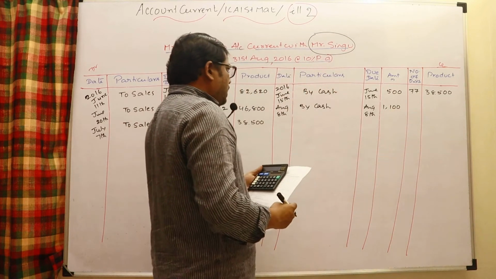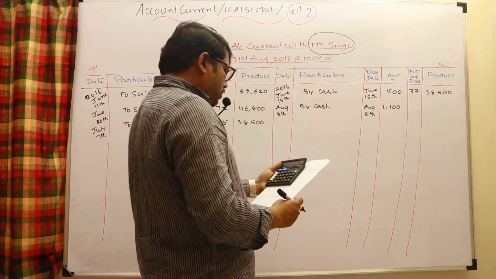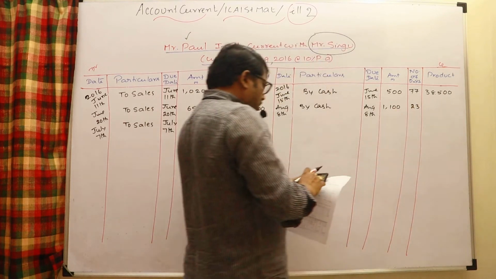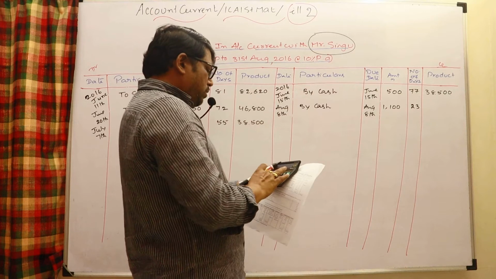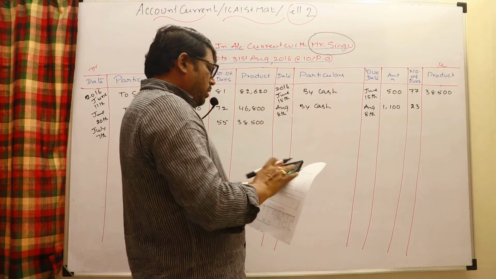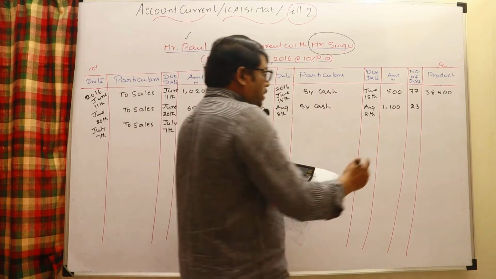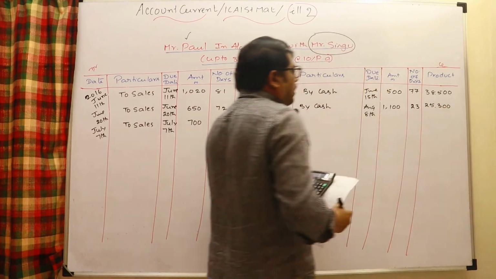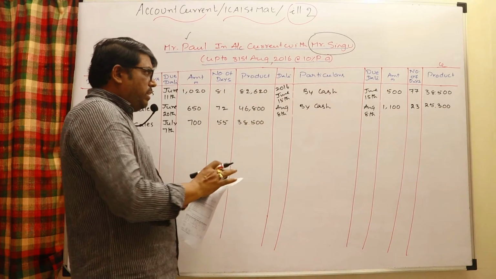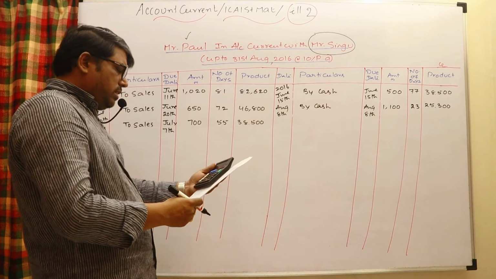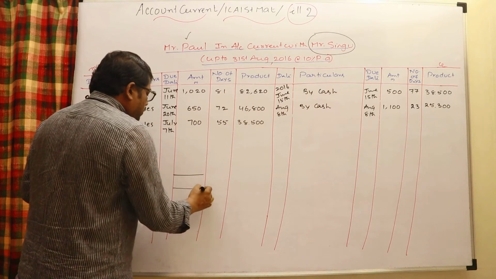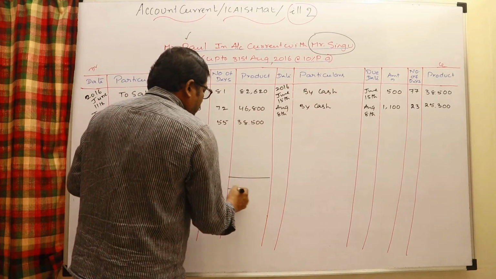Number of days from August 8th to August 31st, 23 days. Multiply 23 days into 1100 to get a product. The product amount is 25,300. Now we have completely recorded all the transactions. Once it is recorded like this, you may close the amount column and the product column.